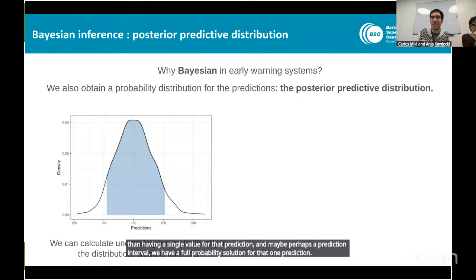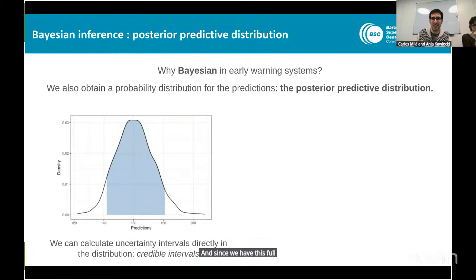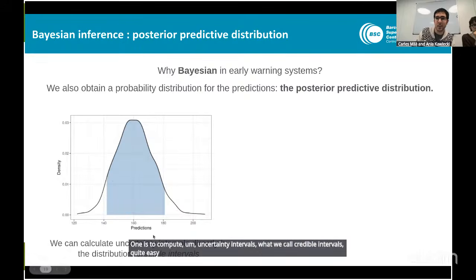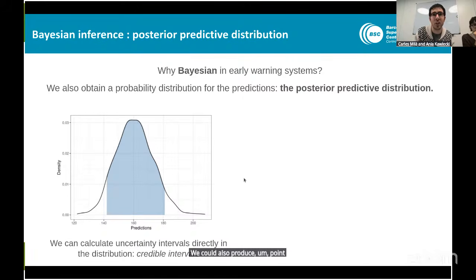And since we have this full probability distribution, we can do very nice things. One is to compute uncertainty intervals, what we call credible intervals, quite easy, by taking quantiles of the distribution. In this case, we'd be computing a 90% credible interval on the predictions. We could also produce point estimates if we so wish. In these predictions, for example, we could take the mode, the mean, or the median.